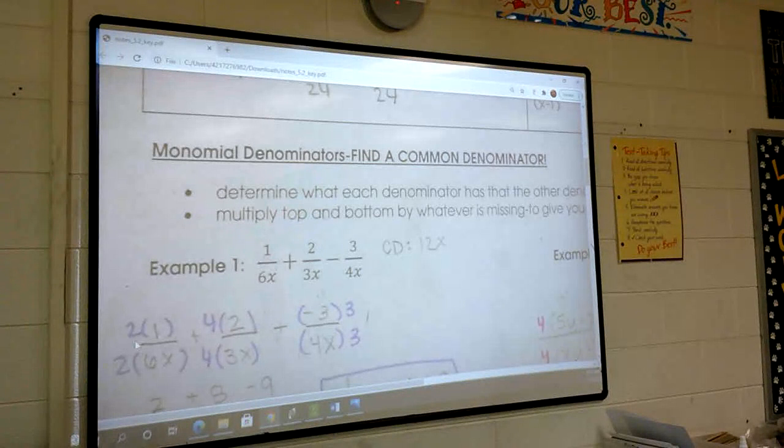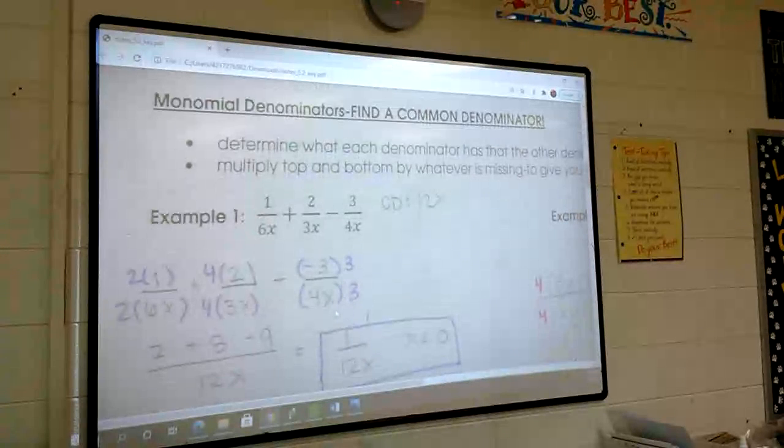On top, 2 times 1 is 2. 4 times 2 is 8, and negative 3 times 3 is, well, 3 times 3 is 9, but it's minus 9. So what we get is 2 plus 8 minus 9. So 2 times 1 is 2, 4 times 2 is 8, and 3 times 3 is 9. So we get 2 plus 8 minus 9.